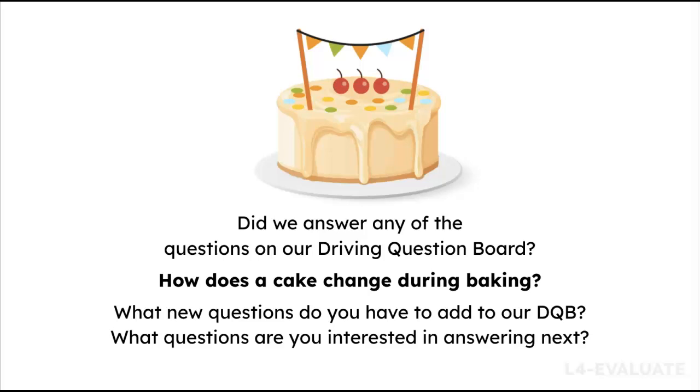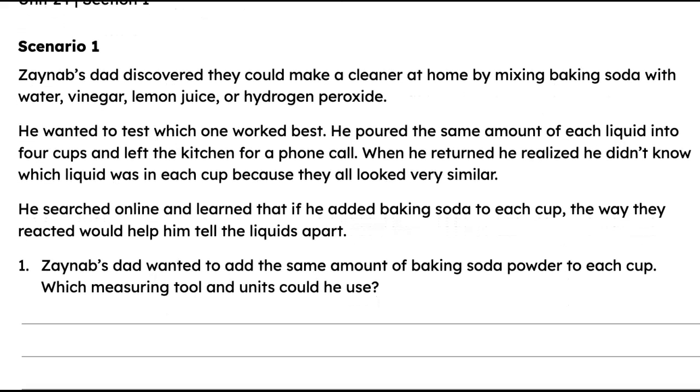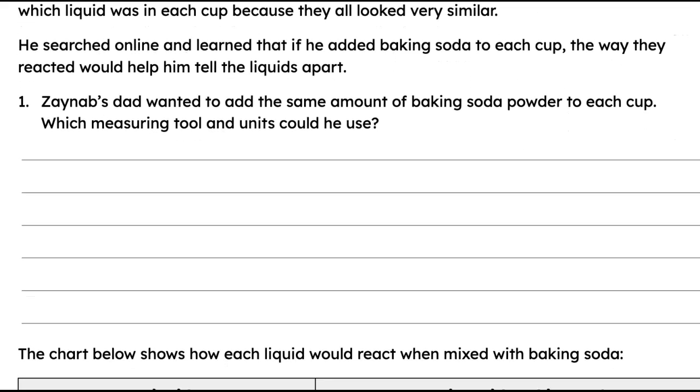If there are questions that have been answered, you'll remove them from the driving question board and place them on the summary charts. Use this as an opportunity to answer the section driving question, how does a cake change during baking? You'll then have students complete the Section 1 summative assessment.